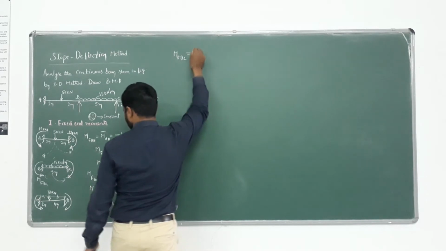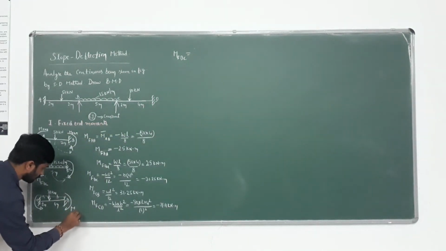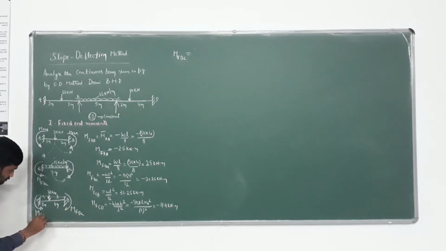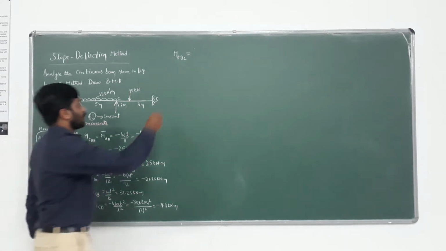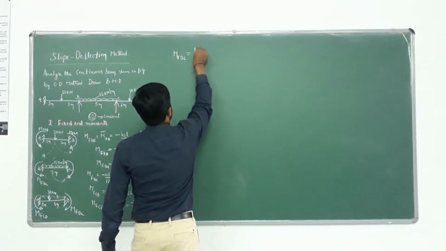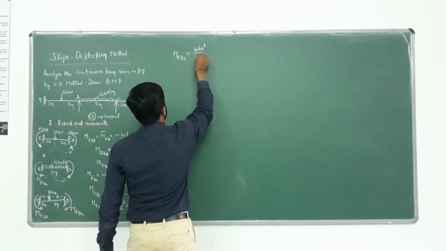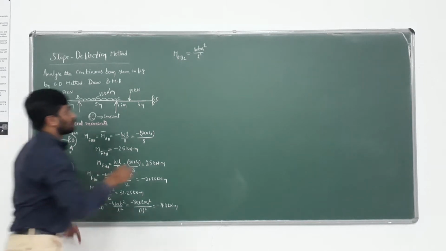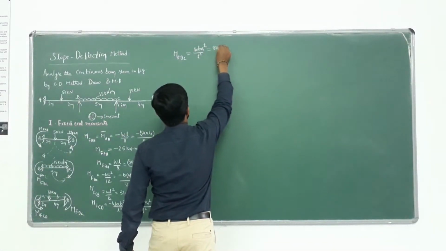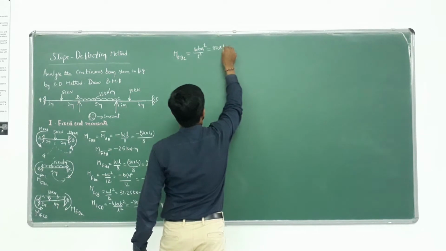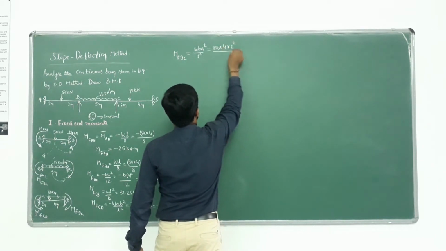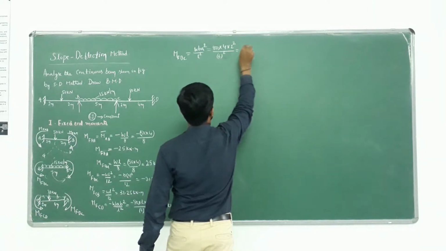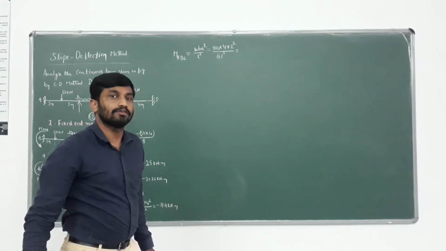MFDC equals. Here the counterclockwise is positive, acting in clockwise. Here it is negative, acting in counterclockwise. This is MFCD. So MFDC will become WB A square by L square. W is 80, B is 4 into 2 square divided by 6 square. How much? 35.56.